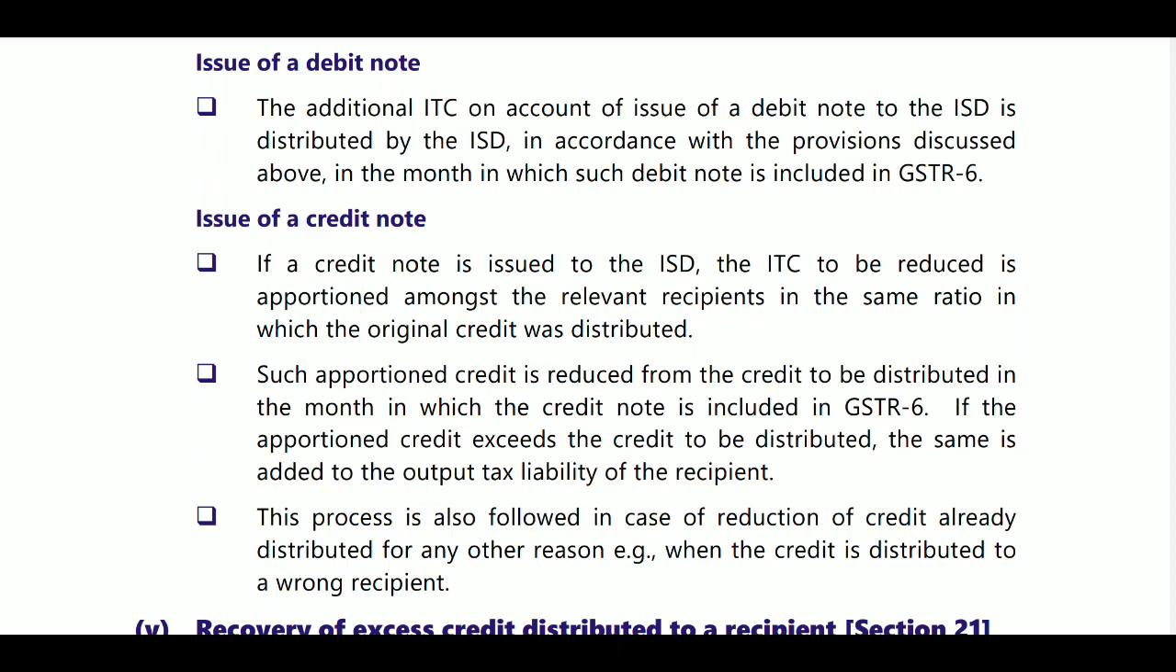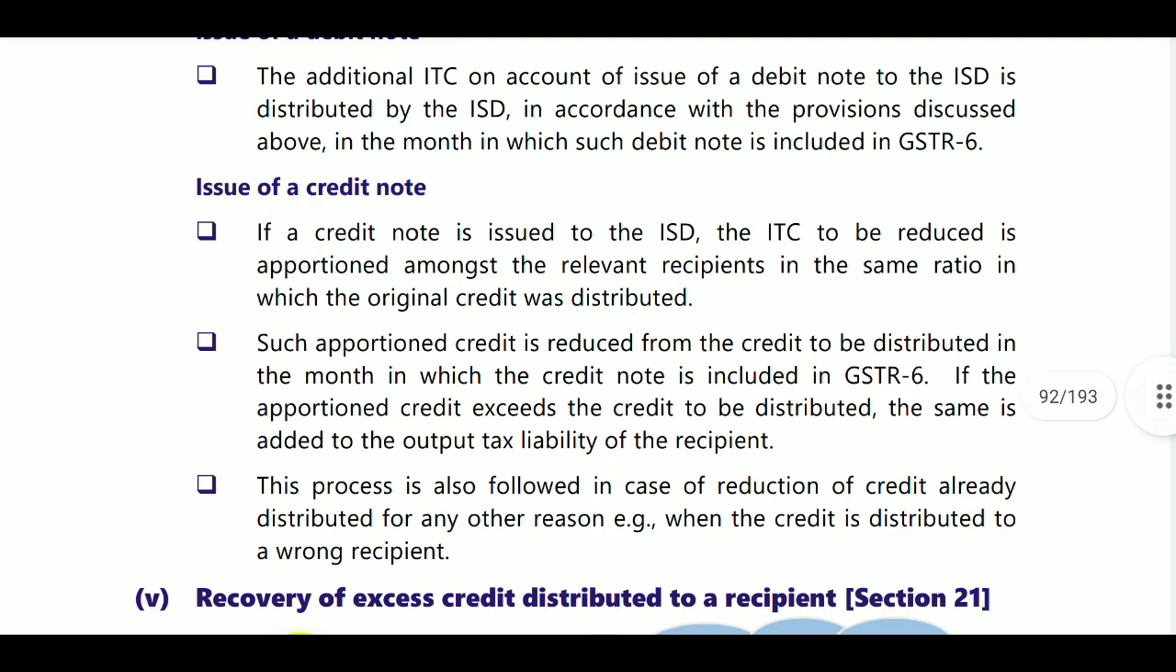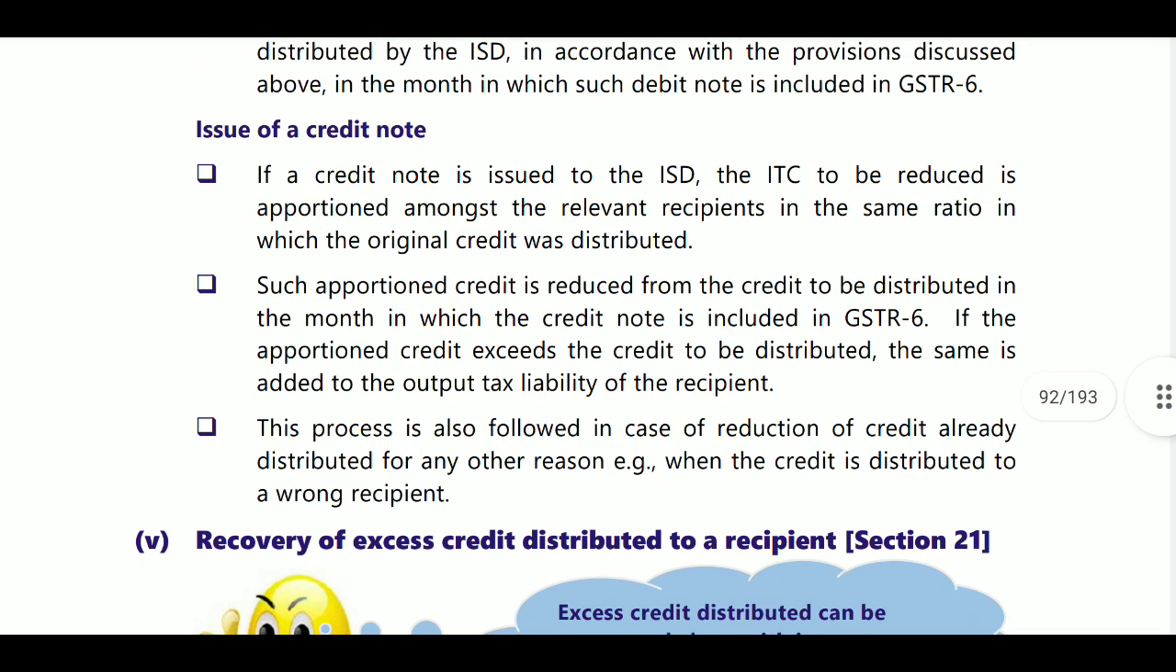If the apportioned credit exceeds the credit to be distributed, the same is added to the output tax liability of the recipient. If the amount is excess, then the amount will be added to the output tax liability. Next, this process is also followed in case of reduction of credit already distributed for any other reasons, for example, when the credit is distributed to a wrong recipient.